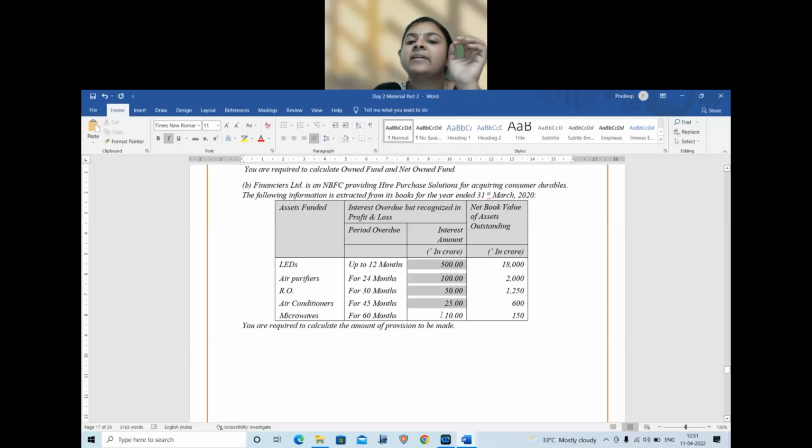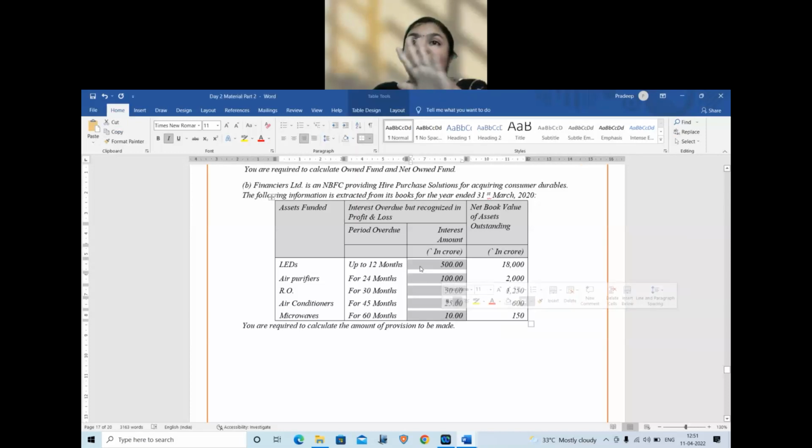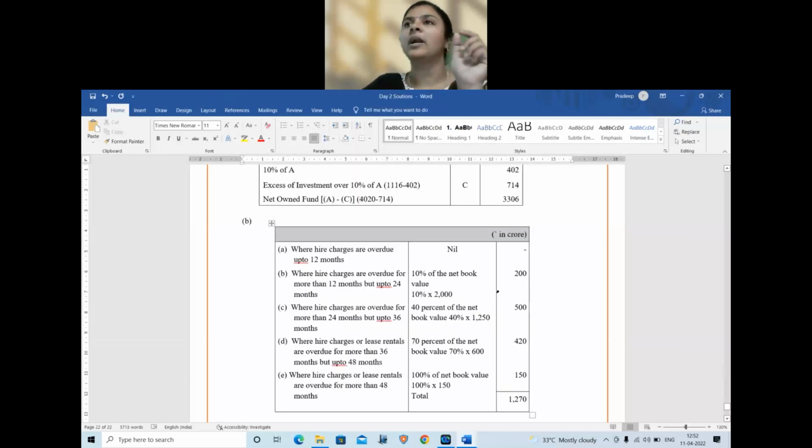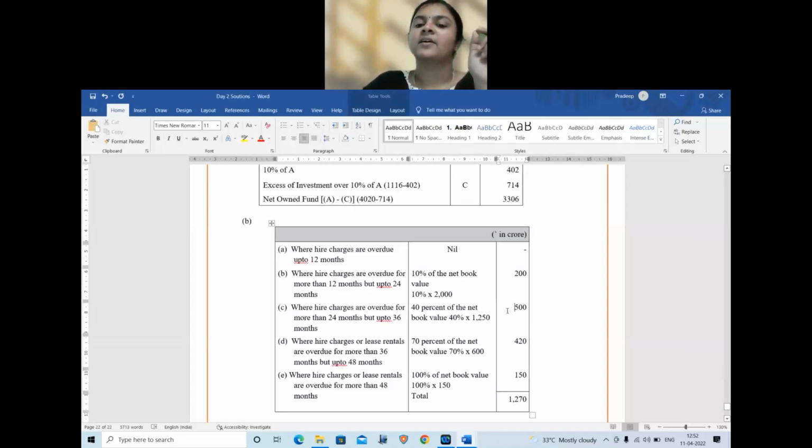What happens to the interest that is accrued? That interest will be reversed. So that interest will not be recognized in the books, but no provision is required because you are going to reverse the entire amount of interest. So you need to calculate provision out of the net book value. First one, 18,000 nil, then 10% 200, 40% 500, 70% 420, and 100% 150, giving 1270 as your provisioning made for the assets.